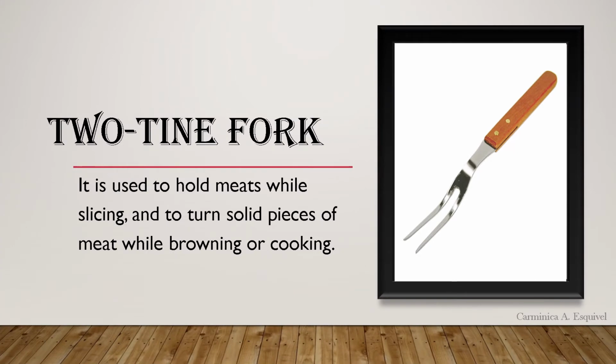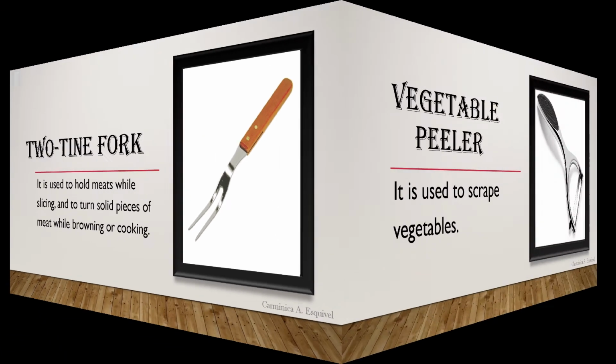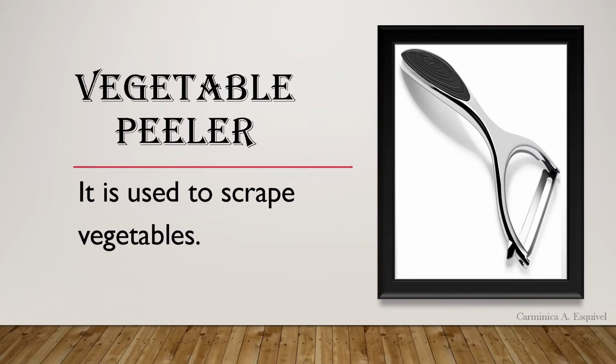Next is the two-tine fork. It is used to hold meats while slicing and to turn solid pieces of meat while browning or cooking. Vegetable peeler. It is used to scrape vegetables, pambalat ng mga gulay.